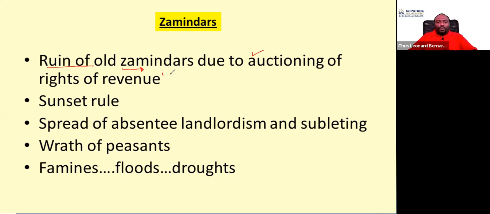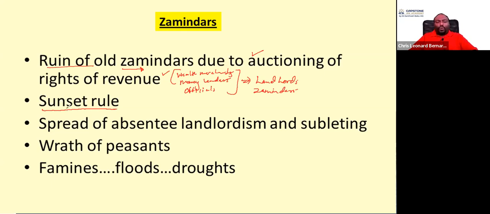This brought ruin to all the old zamindars, and the British started to auction their lands and their right of revenue. Through this auctioning, a new group of people, wealthy Indian merchants, money lenders and other Indian officials, started buying these auctioned lands and became the new landlords and zamindars, a new class of zamindars.